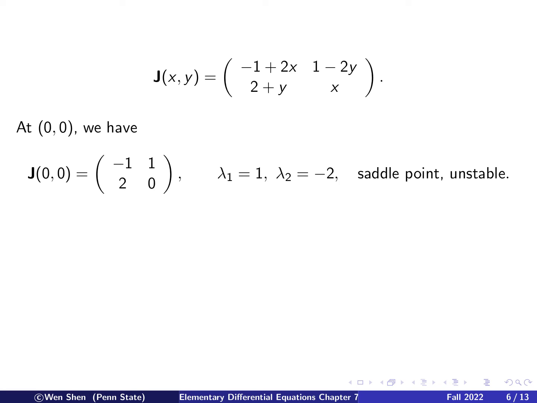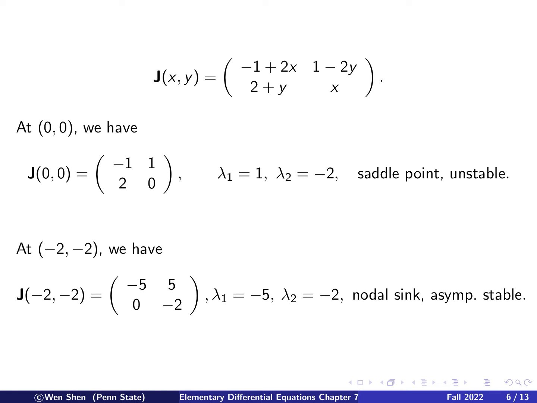Okay, so the next step is to evaluate the Jacobian matrix at the critical points and compute the eigenvalues. So let's repeat the Jacobian matrix here. The first critical point is (0, 0). x is 0, y is 0. What is the Jacobian matrix? Well, we set x to be 0, and then set y to be 0. Then we get -1, 1, 2, and 0, which is here. And then we can compute the eigenvalues for this 2 by 2 matrix, and you find that lambda 1 is 1 and lambda 2 is -2. So one eigenvalue is positive, the other is negative, and they are real. Therefore, we have a saddle point, and such a critical point is unstable.